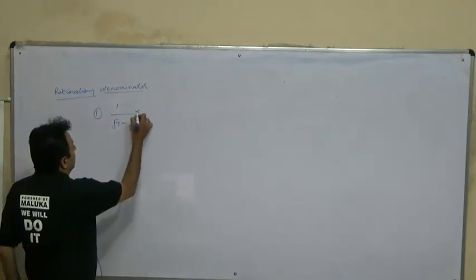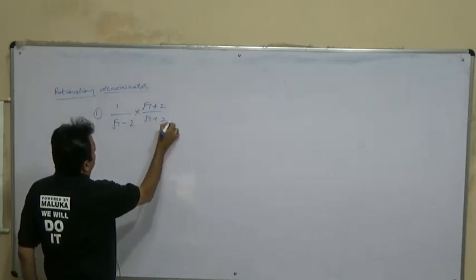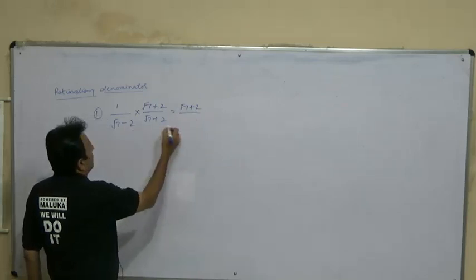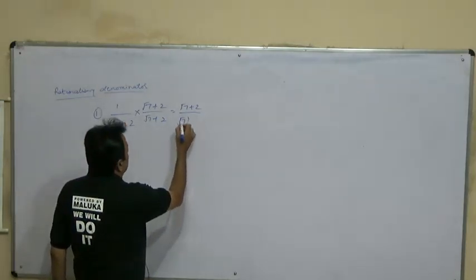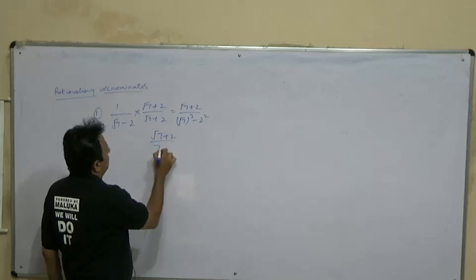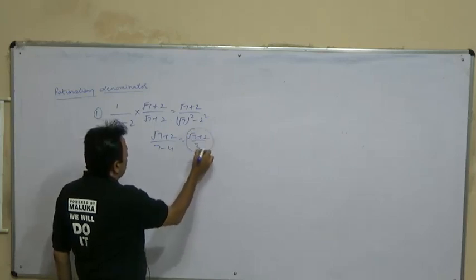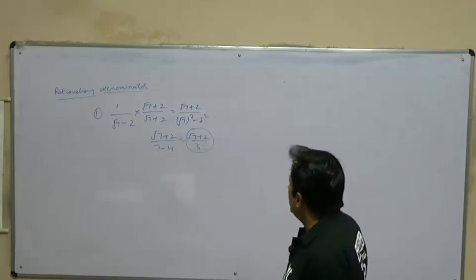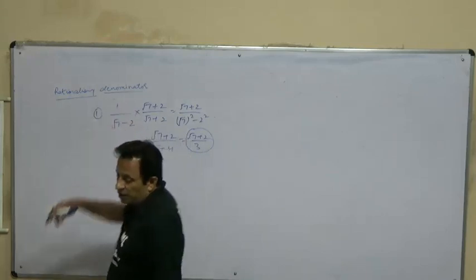So this will be root 7 plus 2 upon root 7 plus 2. So this will be equal to under root 7 plus 2 upon a minus b, a plus b, that is a square minus b square, that is under root 7 square minus 2 square. This will be under root 7 plus 2 upon 7 minus 4, that is under root 7 plus 2 upon 3. So here we get an irrational number in the numerator, but the denominator is rational. So that is what we have to do, rationalizing the denominator.